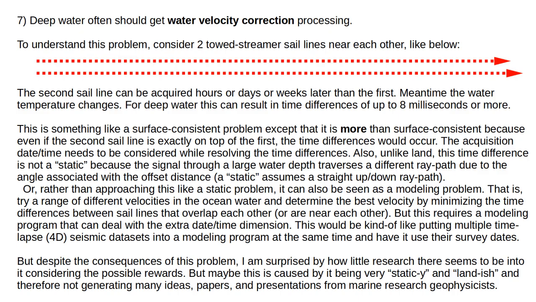Deep water should get water velocity correction. The basic problem here is that ocean water will change temperature. So even if you come back to exactly the same coordinates, the time taken for a signal to go through the water changes at both the shot and the receiver. Most of the temperature change occurs near the surface, and below 1,000 meters the temperature is almost always near 2 degrees Celsius. But the near surface temperature change can result in 8 milliseconds or more time difference.